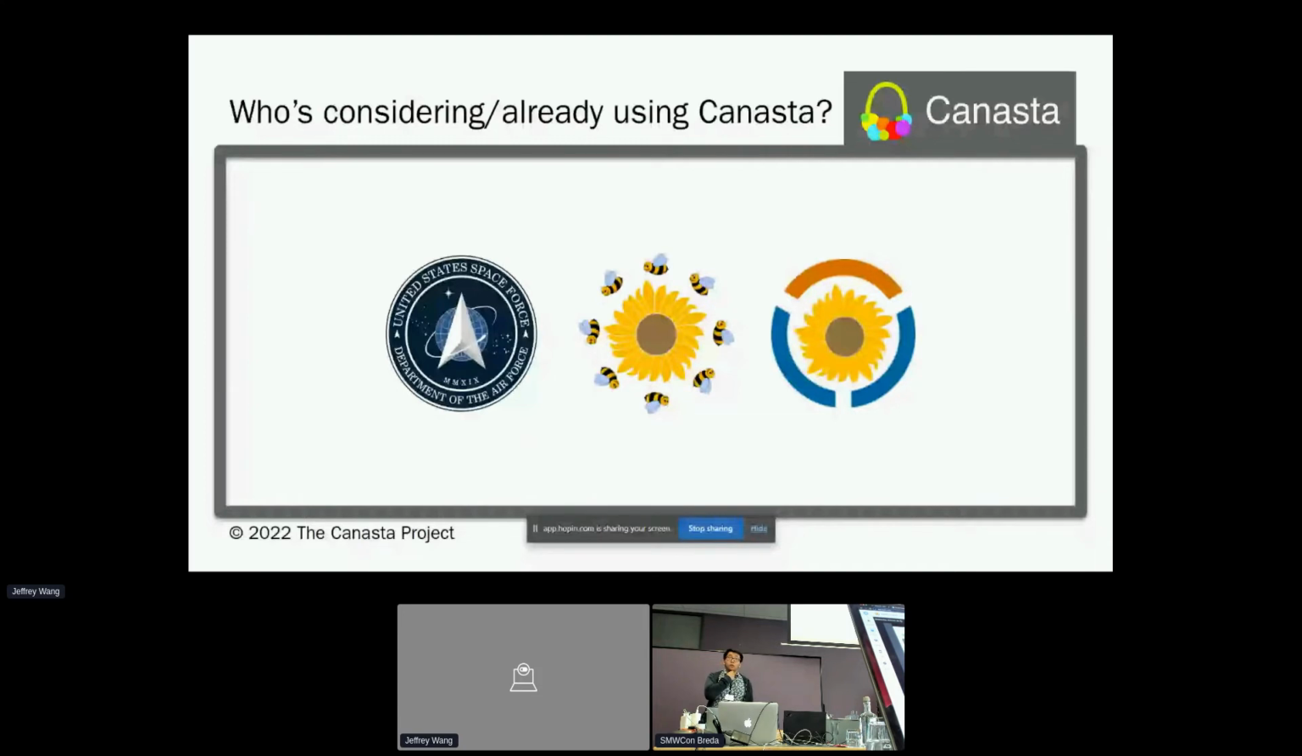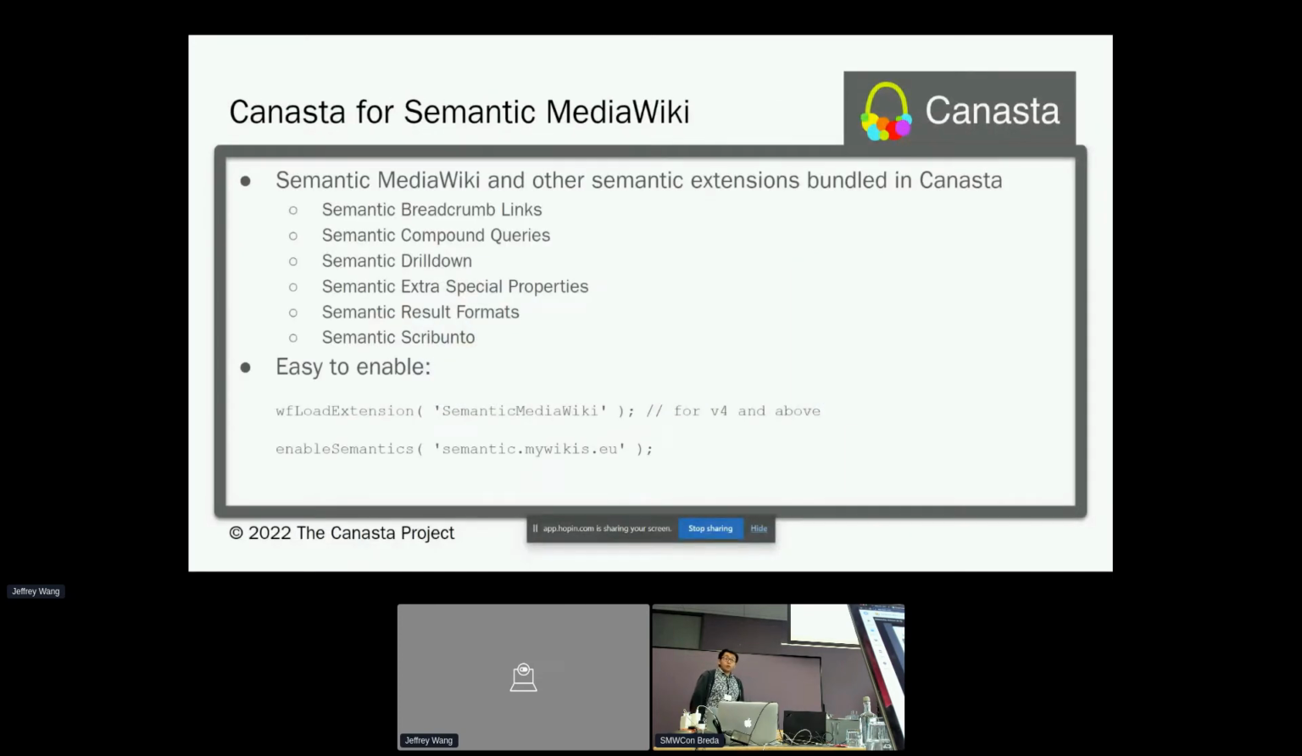Some large wikis, including clients of WikiWorks, such as FamilySearch, have also been using Canasta for many months now. I want to just add a disclaimer that they're not endorsing Canasta, but I am telling you just people who are using it. Now, one of the extensions Canasta includes, as we know, is Semantic MediaWiki.